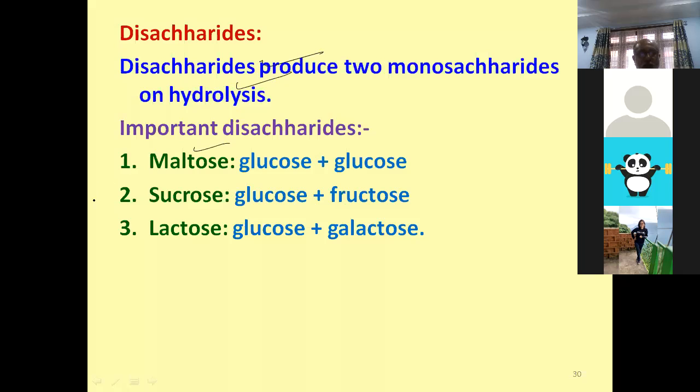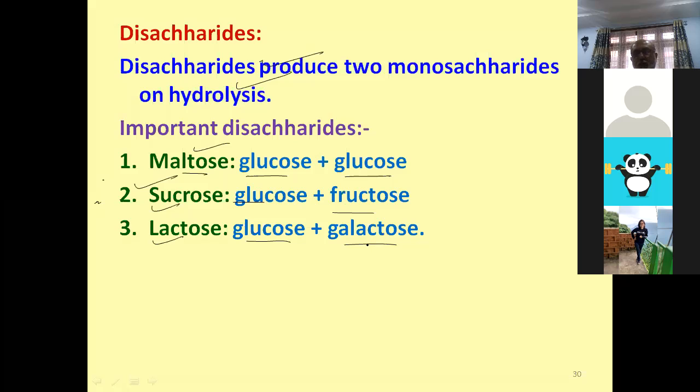Now, three important disaccharides. One is maltose, one is sucrose, one is lactose. What does disaccharide mean? On hydrolysis they will give you two monosaccharides. Maltose gives you glucose plus glucose. Sucrose will give you glucose and fructose, and lactose will give you glucose and galactose.